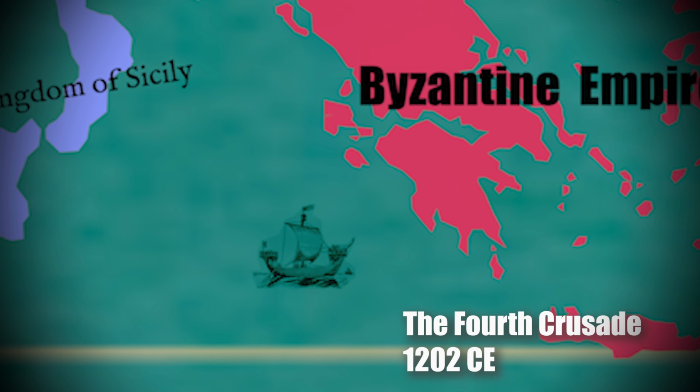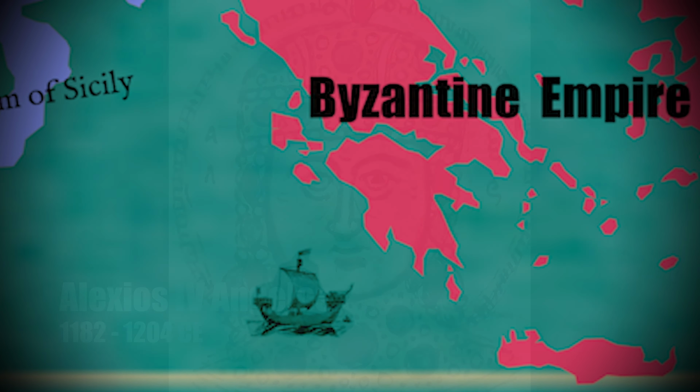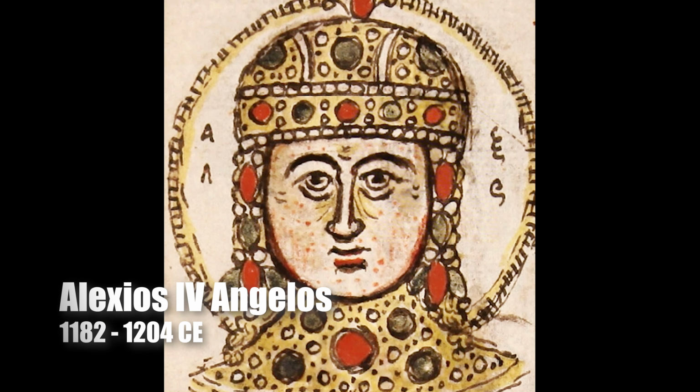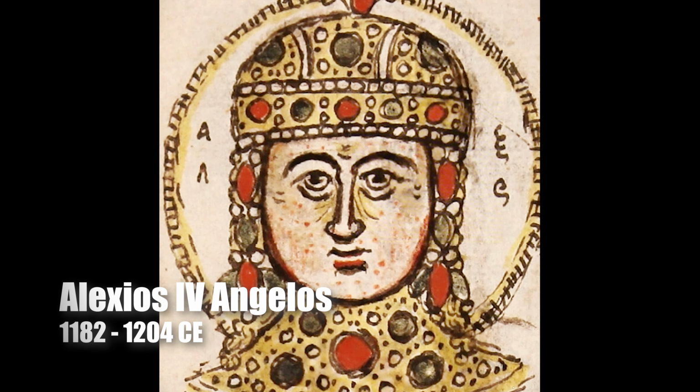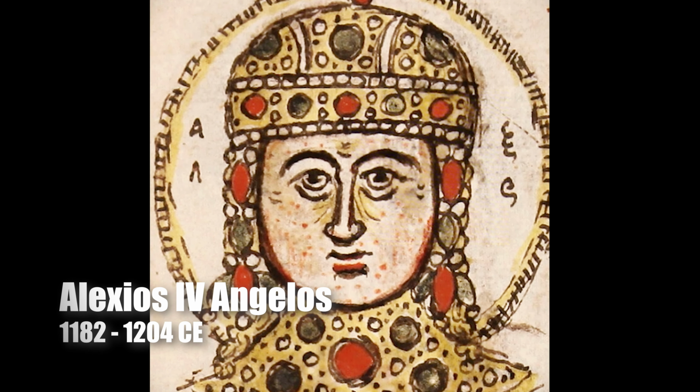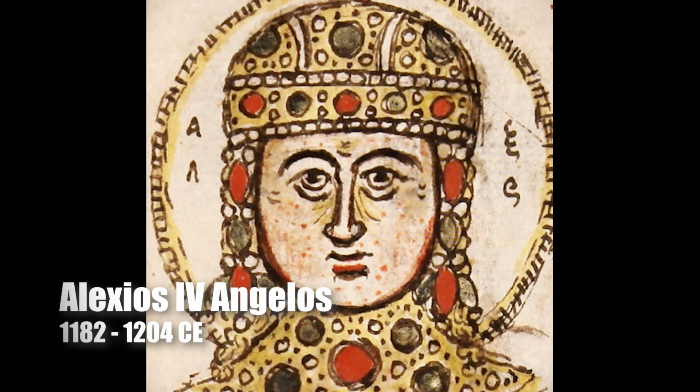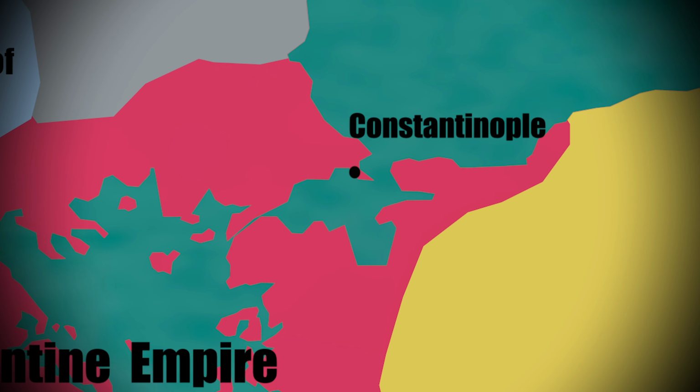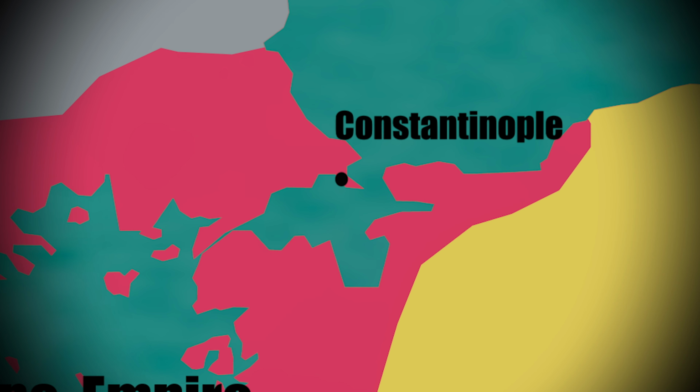The leaders of the army made a deal with the Byzantine prince Alexios IV Angelos to help him overthrow his uncle, the current emperor, and restore his father Isaac II to the throne. In return, Alexios promised to pay the Crusaders large amounts of money in support of their crusade to Jerusalem. And so, in 1203, the crusading army attacked Constantinople and succeeded in removing Alexios' uncle from power.